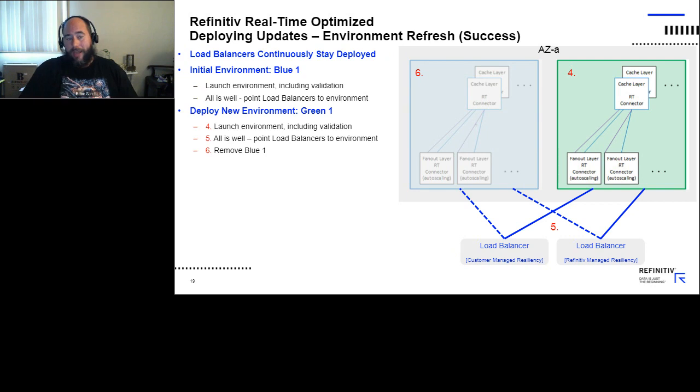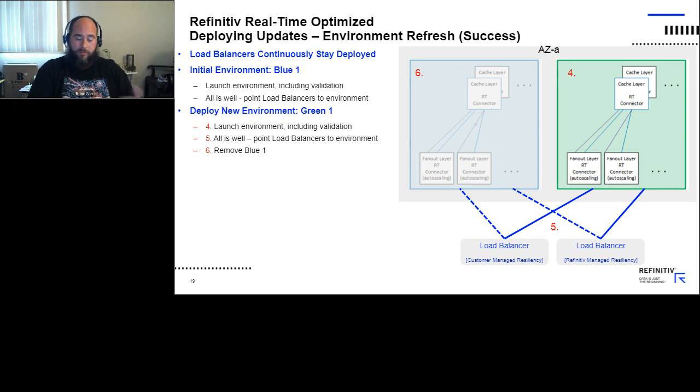Now, let's say some time passes. We have some bugs that we've fixed. We have some new security patches, a new version of OS. So we want to roll out a new environment, but we don't want to disrupt the customer's connections just yet. So what we do is we'll follow that same strategy. The blue environment's still running. The load balancers still point to that blue.